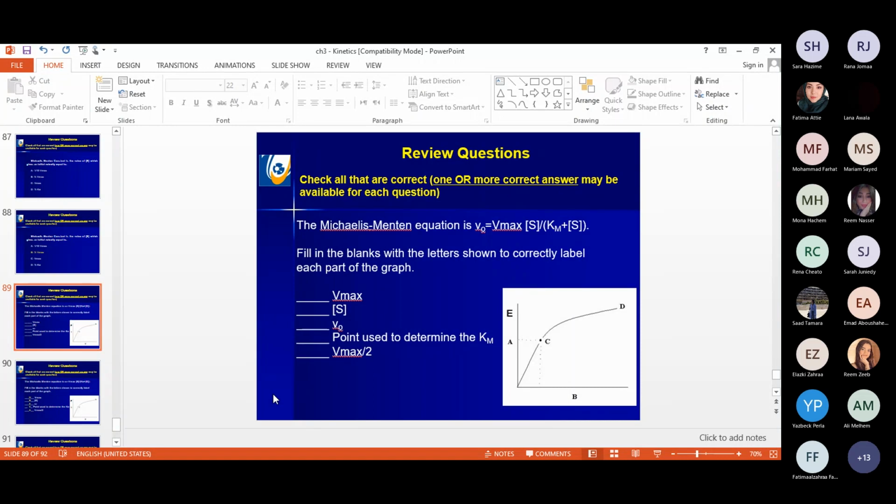The Michaelis-Menten equation is V0 equals Vmax by S over Km plus S. When you draw this plot, shown in this picture, you have to fill in the blanks, choosing which letters correctly label each part of the graph. So you have A, B, C, D, and E. And the parameters are Vmax, S, V0, the point used to determine Km, and Vmax over 2.